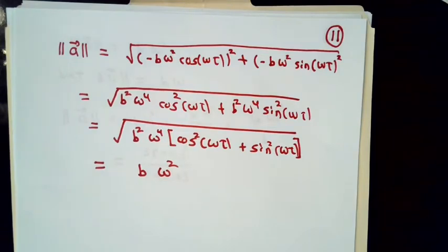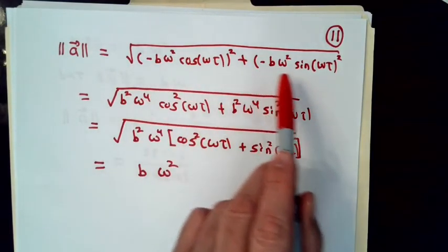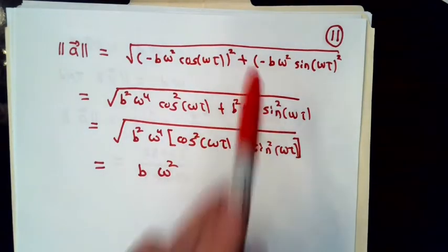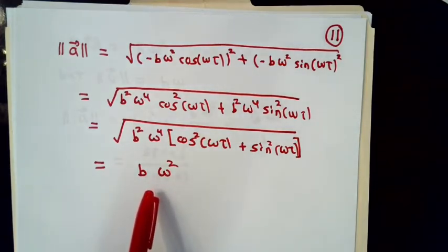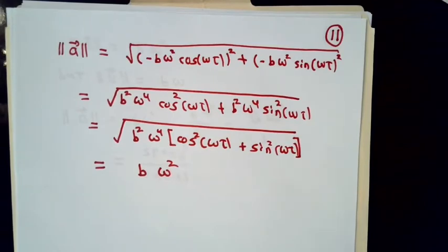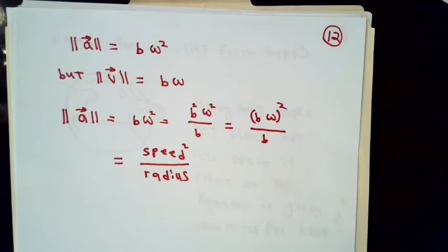I want to figure out the magnitude of the acceleration felt by an object moving around in a circle of radius b with angular velocity omega. Take the components of the acceleration vector, square them, add them up, do the cosine squared plus sine squared thing, and the radical of b squared omega to the fourth is b times omega squared, since b and omega are both positive. The magnitude of the acceleration is b times omega squared, but the velocity has magnitude, that is to say, the speed is b times omega.